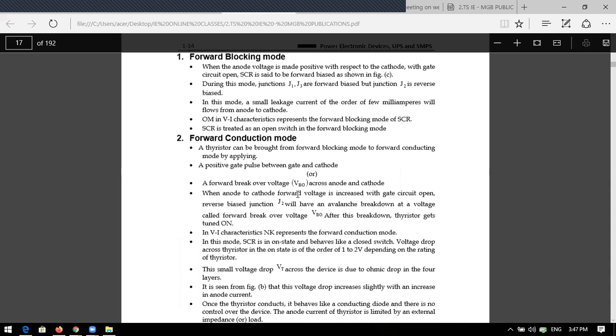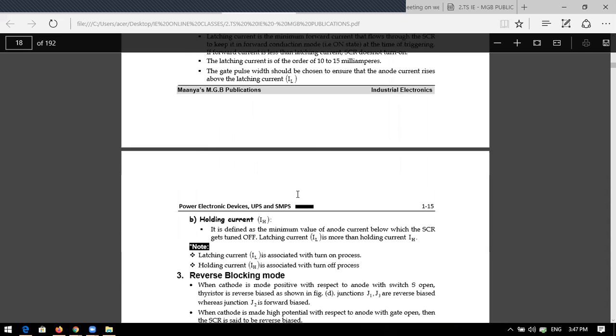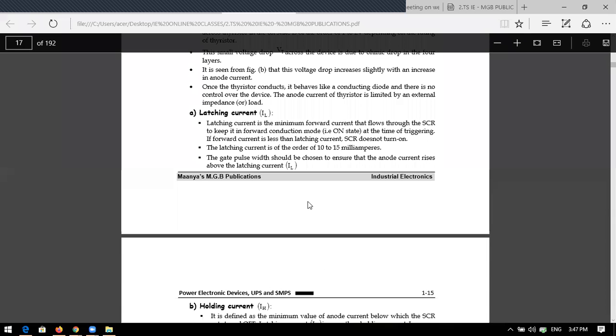So what is a holding current and latching current? The definition of latching current is the minimum forward current that flows through the SCR to keep it in forward conduction mode or on state at the time of triggering. You can call it a latching current. It is in the order of 10 to 50 milliamperes. If the forward current is less than the latching current, then the SCR doesn't turn on.